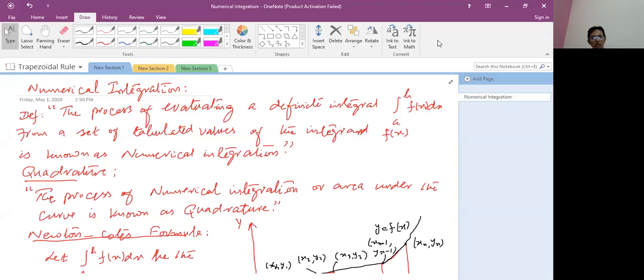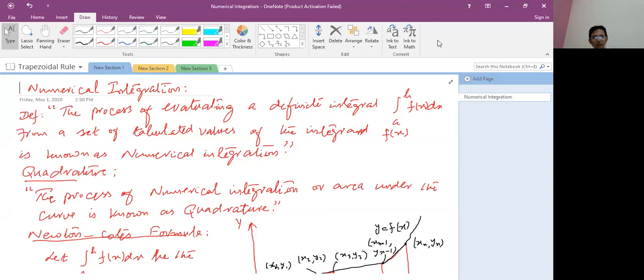Today we will talk about numerical integration. In numerical integration, we will determine a Newton-Cotes formula. After that, we will derive a trapezoidal rule with the help of the Newton-Cotes formula. So now we will start.